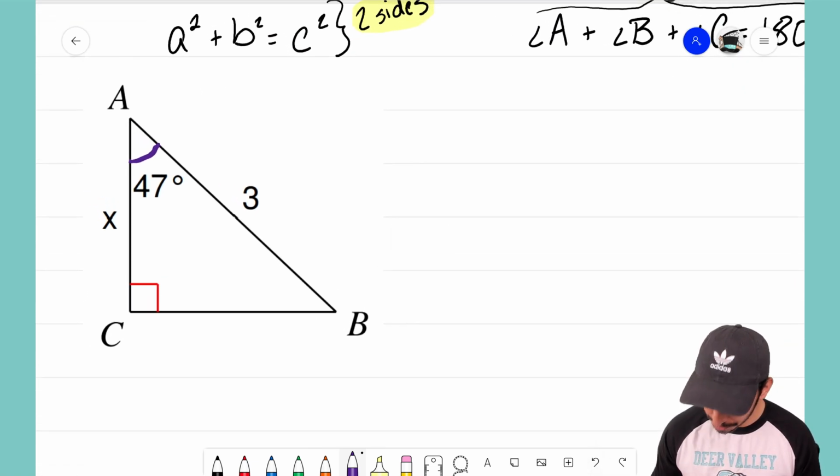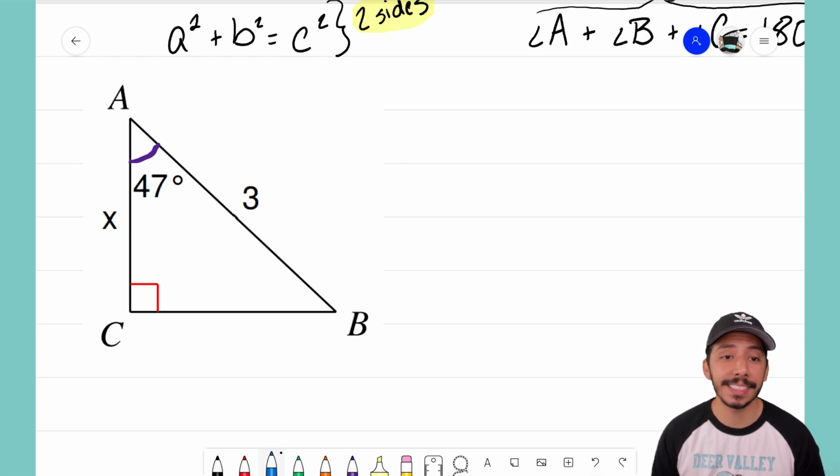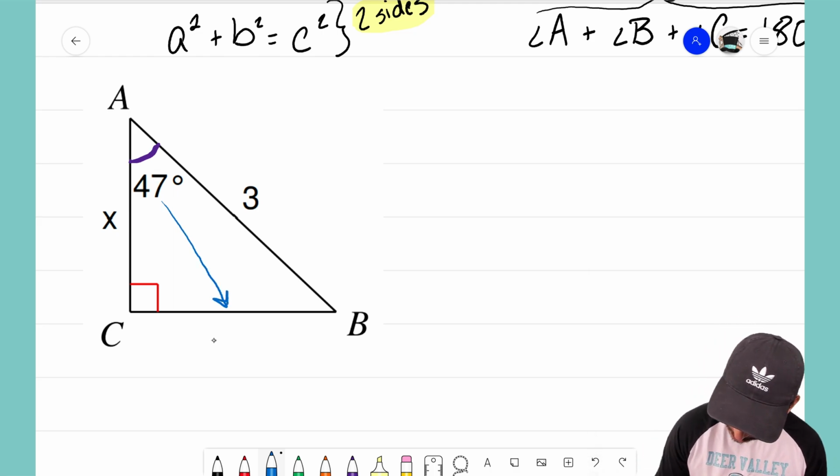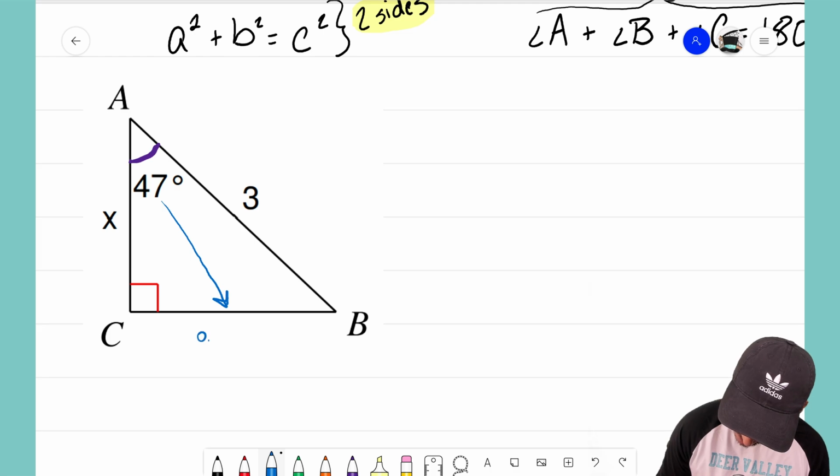Looking at this triangle, I'm going to go ahead and label the sides using this angle as my reference point. To do that, I'm going to draw to the opposite side here. I know that this side CB is the opposite side. I see that I have my 90-degree angle here.